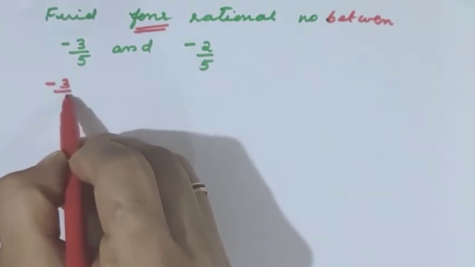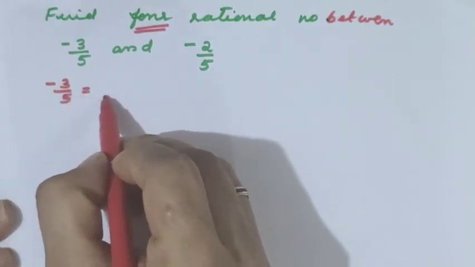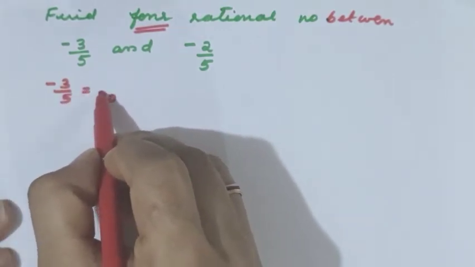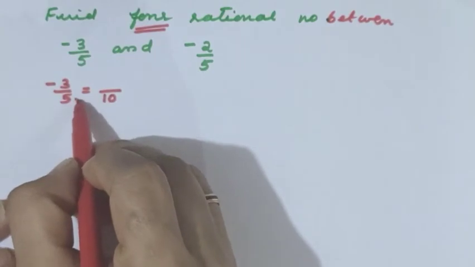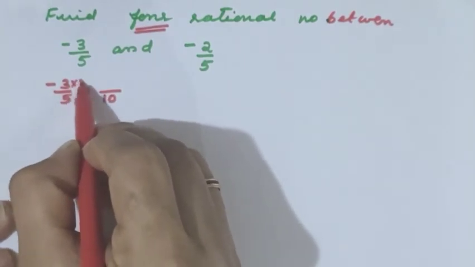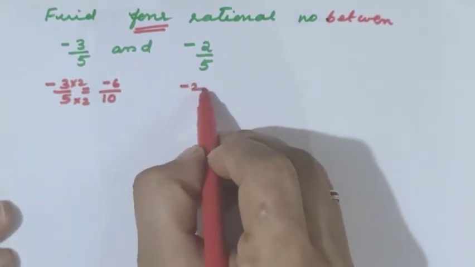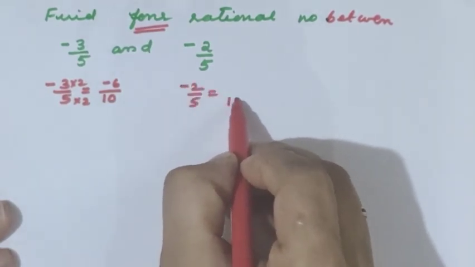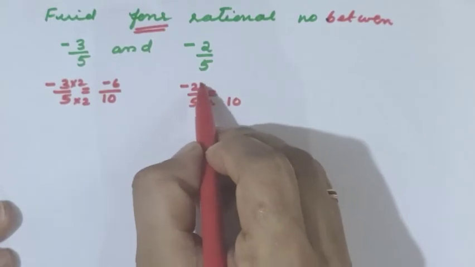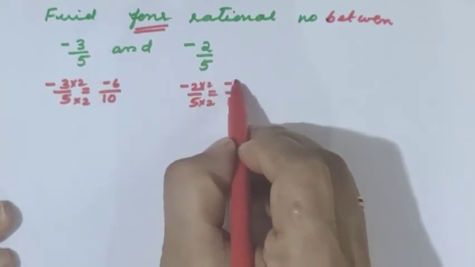Minus 3 by 5, if we make the denominator 10, what should we multiply here? By 2. So here also 2. So minus 6 by 10 I'll get, right? Now minus 2 by 5, we make the denominator 10, which means multiply by 2, and here also 2. So minus 4 by 10.